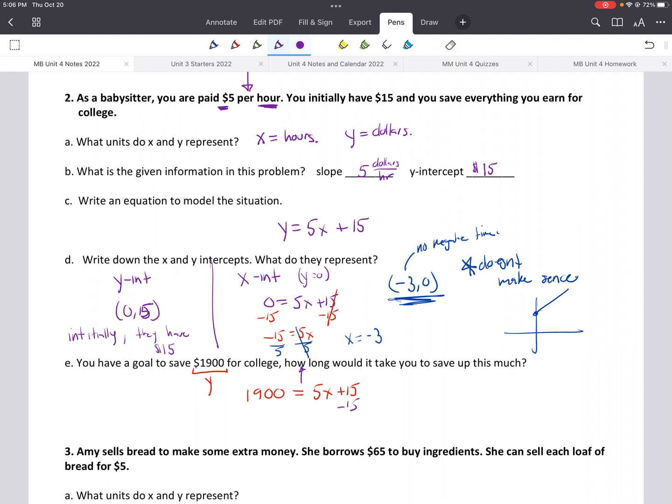We would subtract 15, so 1885. And then we would need to divide both sides by 5. And what do you know? Again, I still don't have my calculator. Give me 1 sec. So I have 377.